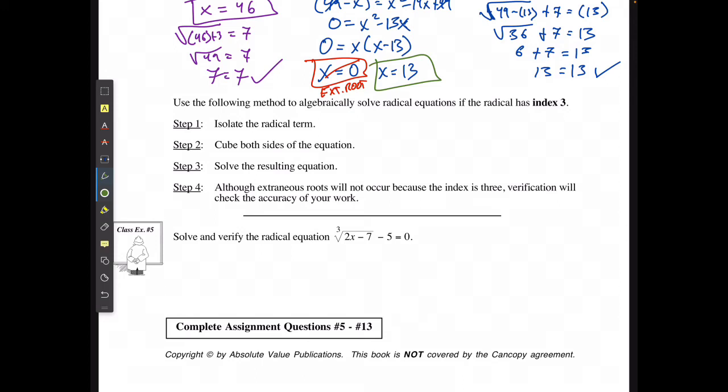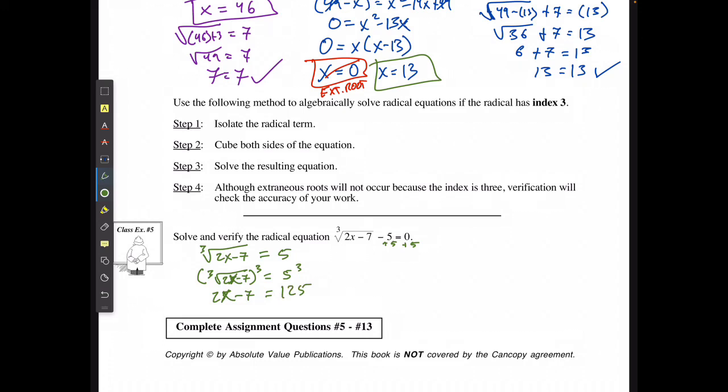So I'm going to start by saying that the cube root of 2x minus 7 is going to equal, I'm going to move that 5 over and add 5 to both sides, 5. Then I'm going to cube both sides. The cube root of 2x minus 7 cubed is equal to 5 cubed. And 2x minus 7 is equal to 125.